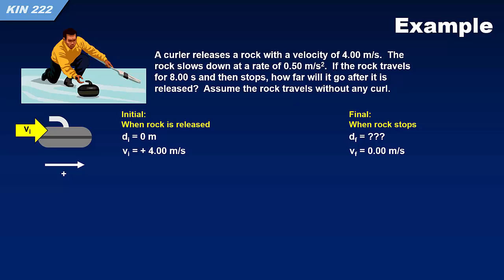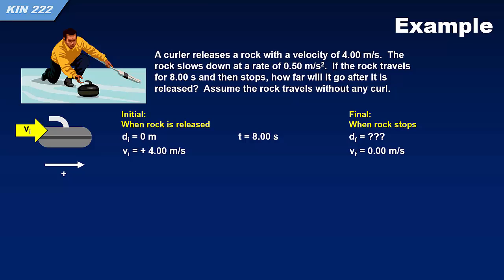There are two more kinematic quantities that we need to see if we know. One of them is delta t, the amount of time that it took. From the question, we know that it took 8 seconds to go from initial to final. The last kinematic quantity is acceleration. We know the acceleration from the statement in the question that the rock slows down at a rate of 0.5 meters per second squared. That tells us the velocity is changing at a rate of 0.5 meters per second squared.